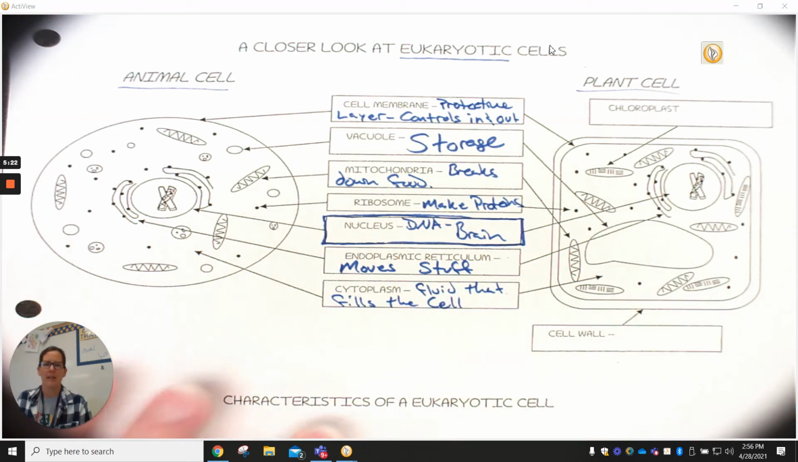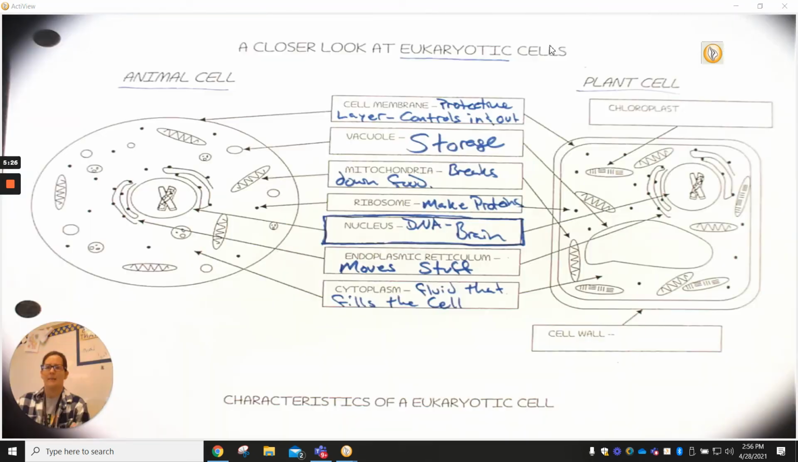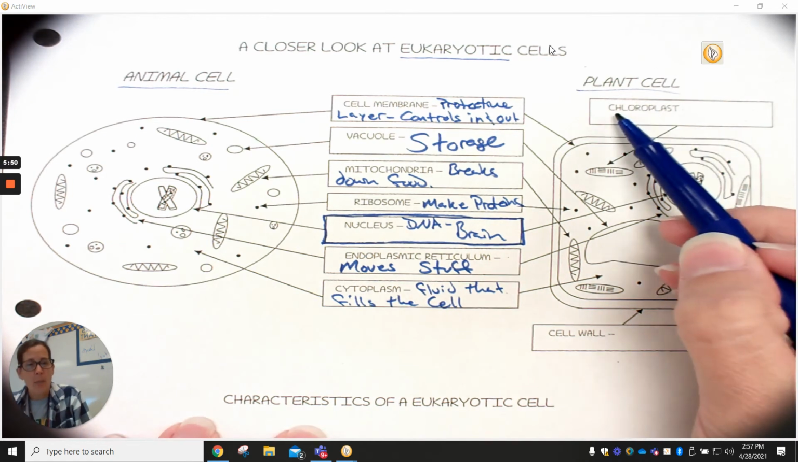Okay, fluid that fills the cell. Now, come back on, lights. There we go. Next, we're going to move over to just the plant cell. And the plant cell has some super cool stuff in it that animal cells don't have because plants do photosynthesis. And in order for a plant to be able to do photosynthesis, which is where they take the energy from the sun and they turn it into food that the plant needs to survive, they need what's called a chloroplast.